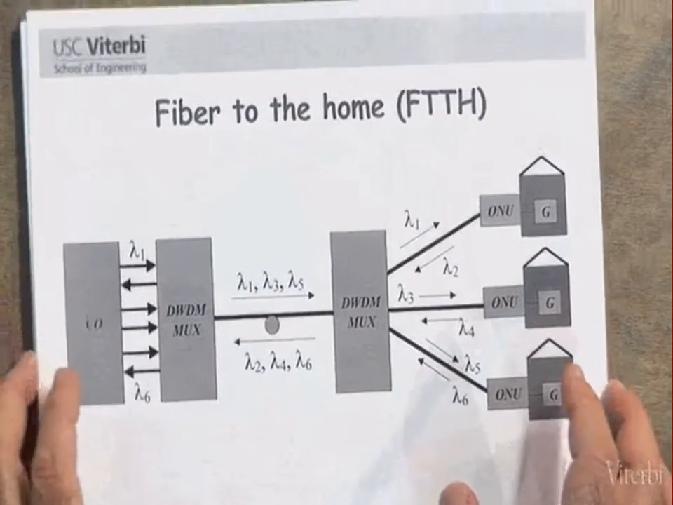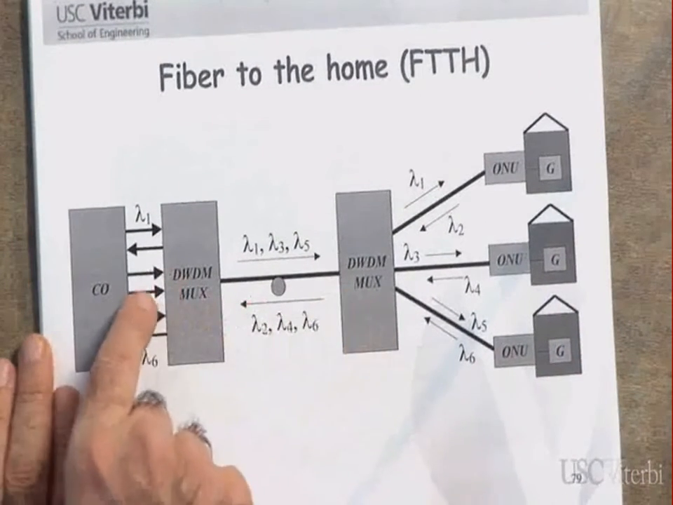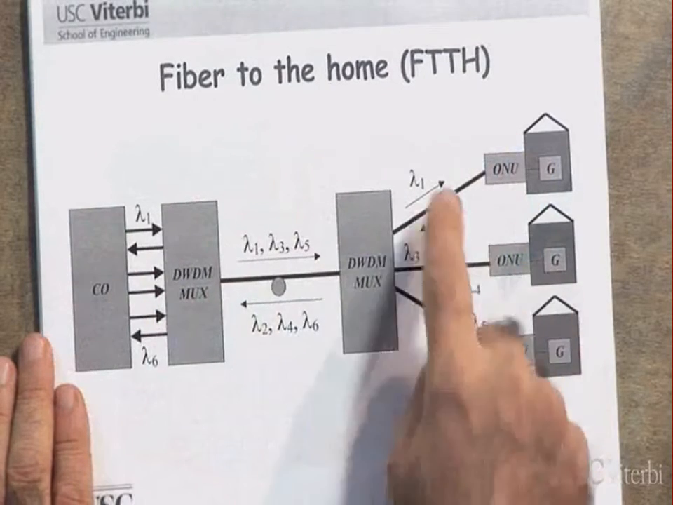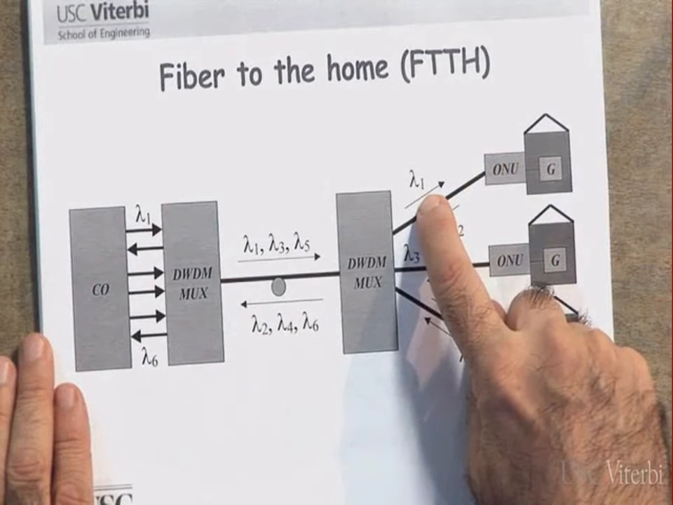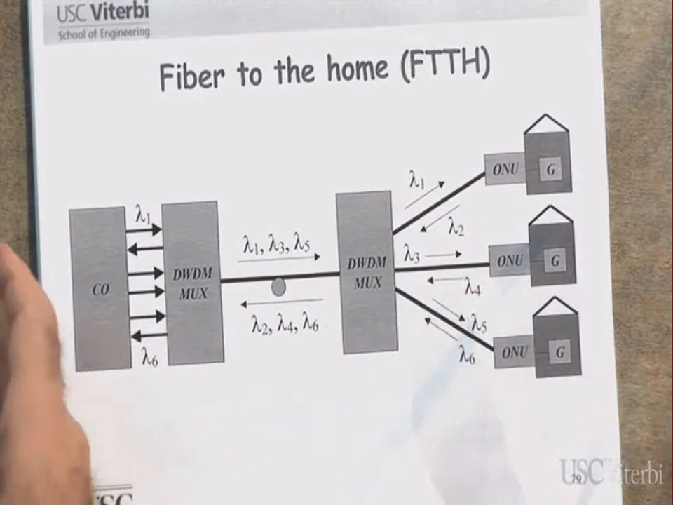Now, this is the fiber to the home using wavelength division multiplexing. Let's understand what we have here. We have a central unit here. Each one of them, see this one is receiving at lambda 1, this one at lambda 2.